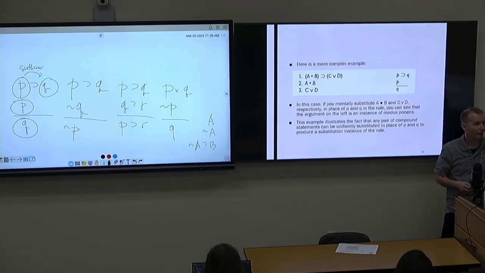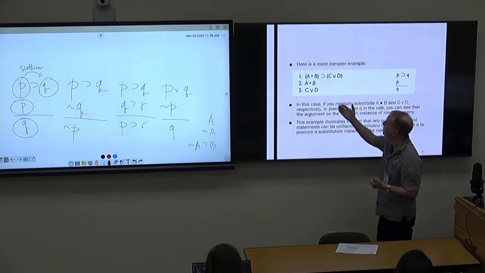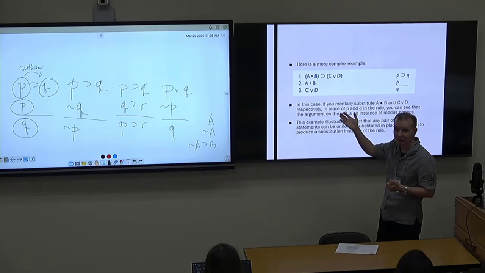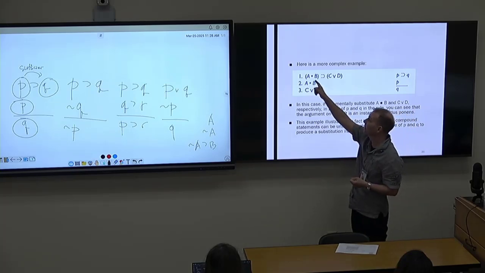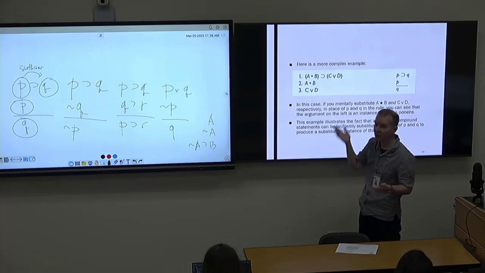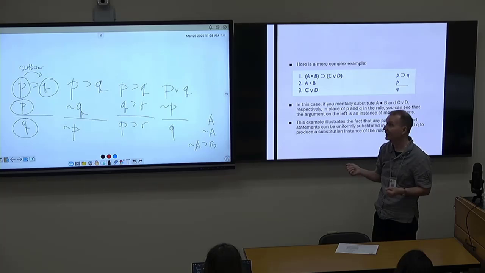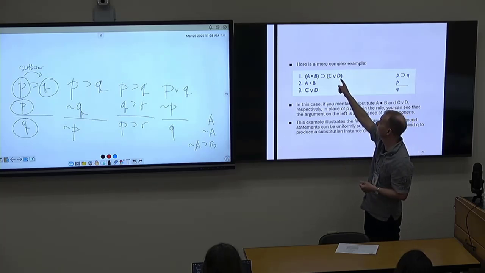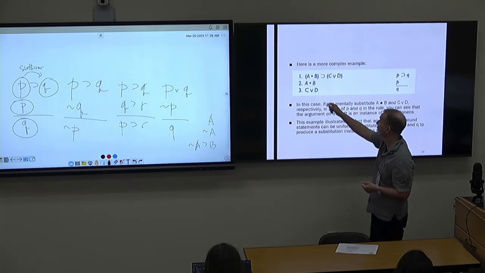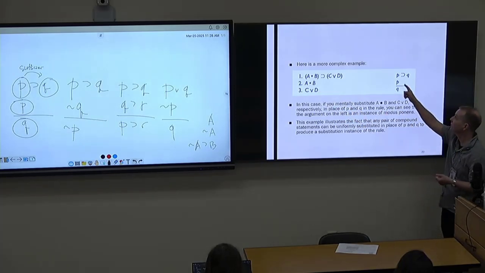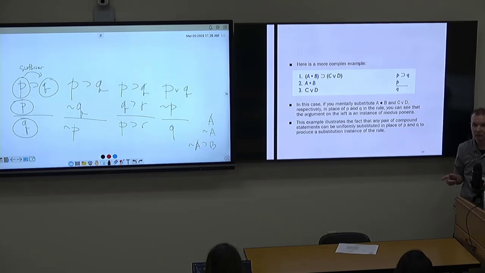Okay. Now let's look at this one. It looks like there's a lot more stuff, but note that it again has the same structure. Here we have A and B, and here we have A and B to the left of our horseshoe, so this is our antecedent. We can replace it with P as well, right? Here we have C or D, and here we have C or D. So this consequent is repeated here. So you see it's again the same structure.